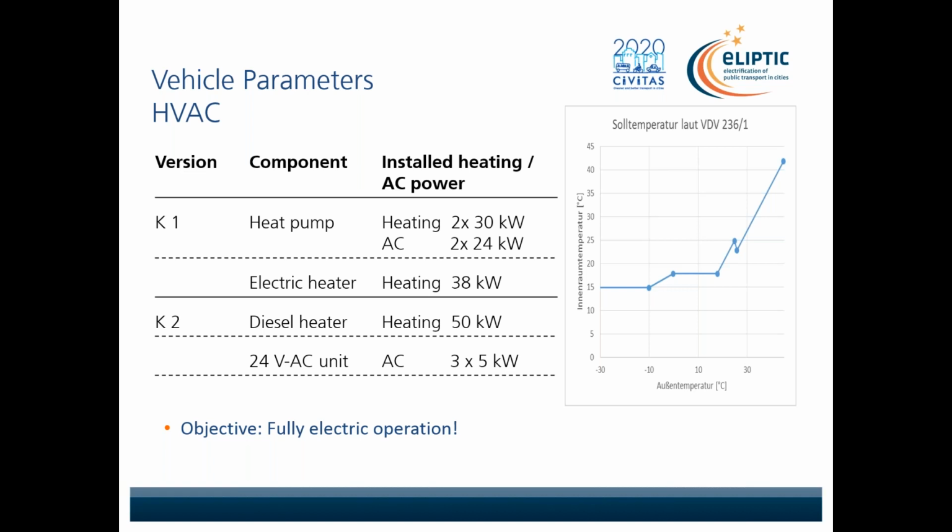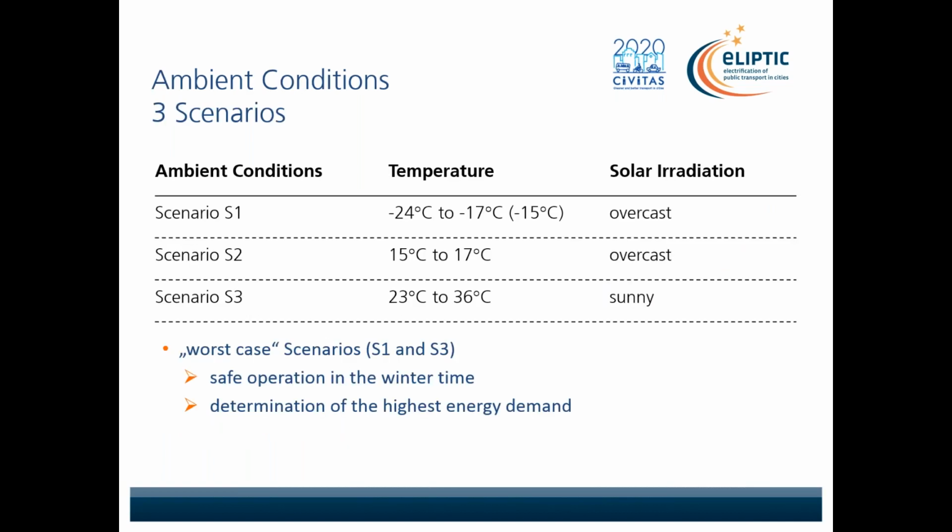The objective, and this has been made clear by the BBG, was to have a fully electric operation. The diesel heater therefore only served as a kind of comparison regarding the minimum electric energy requirements for such an operation. And finally, we had to look at the ambient conditions in three scenarios, and the worst case scenarios were scenario S1 and S3, which represented first an overcast and very cold day, and in the second scenario a very sunny and hot day in the summer.